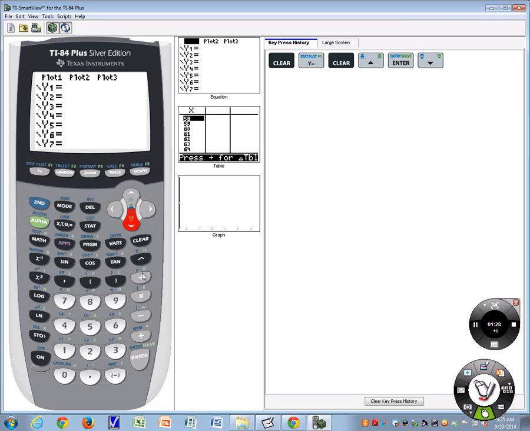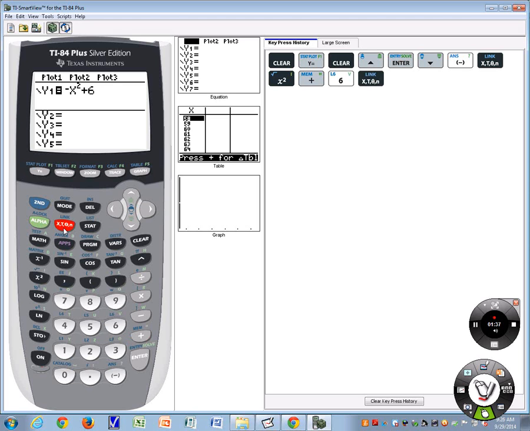Okay? Then I'm going to go ahead and enter the equation that was on your note guide. So it was negative x squared plus 6x plus 3. So notice this is the only thing that's bold. Its equal sign is bold right here. That means it's the only thing that's going to show up on our graph. So I'm going to go ahead and press graph at this point.